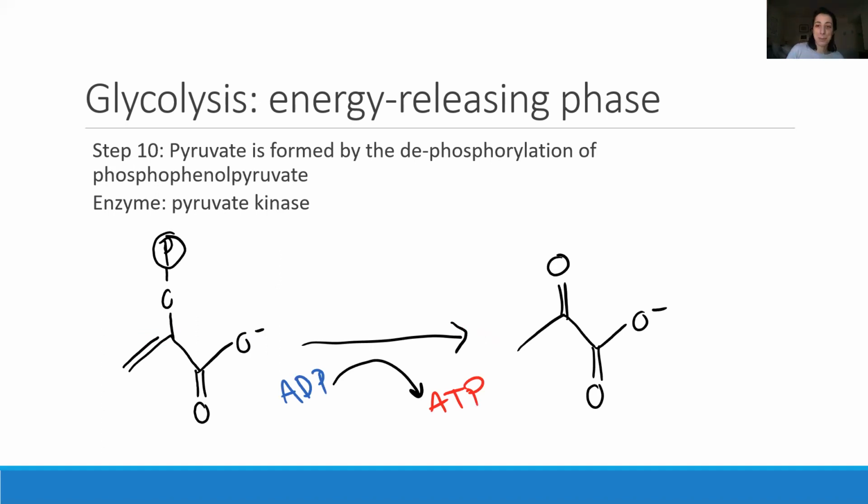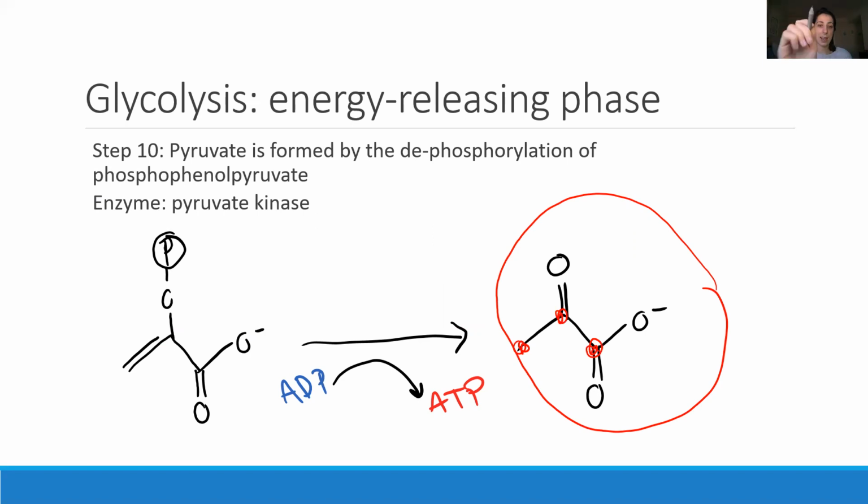Okay, last step of glycolysis. Pyruvate is formed. So definitely a key molecule to both know the name of and know what it looks like. Here is pyruvate. You can see it is a 3-carbon molecule that has these 2 carbonyl groups on it and this O- group. This sometimes can have a hydrogen on it, an OH group. So essentially like a carboxylic acid here.